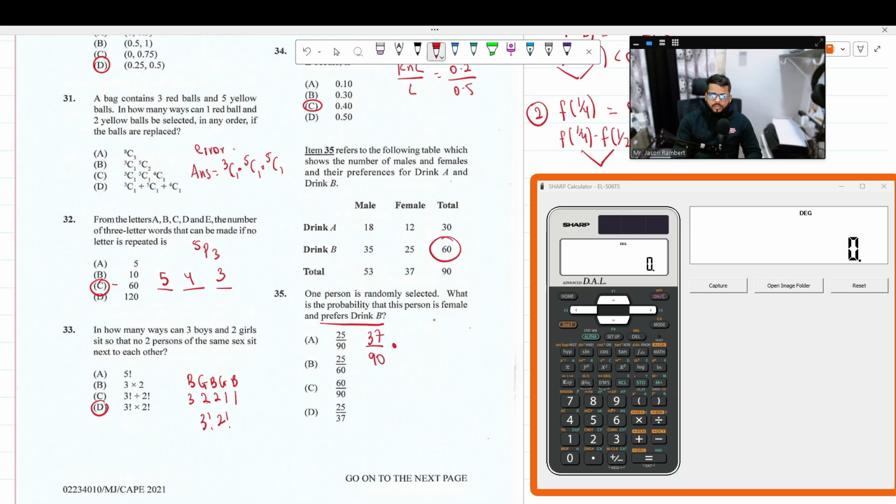So my total number of possible outcomes is 60, and out of the 60, no, it wouldn't be 60. That is for drink B. The person is female and prefers to drink beverage B. How many of the females will prefer beverage B? This is how many of the total males and females drink beverage B. So it will be 37 here and 25 on top here. 25 over 90, well, they didn't simplify it, so we'll leave it like that.